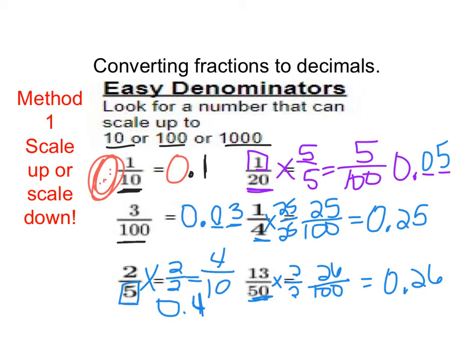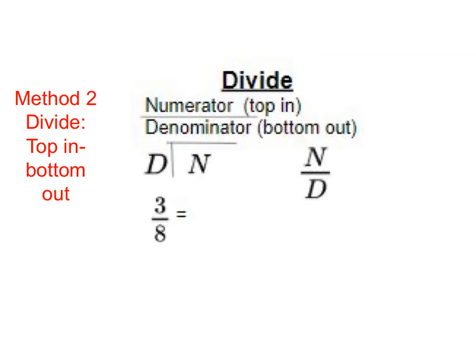So let's see what method 2 is. So this is method 2, and method 2 will work with any fraction to convert into a decimal. Method 1 only works with those numbers that you could convert, or you could find an equivalent fraction with 10, hundreds, or thousands as the denominator, but method 2 would work with any fraction.